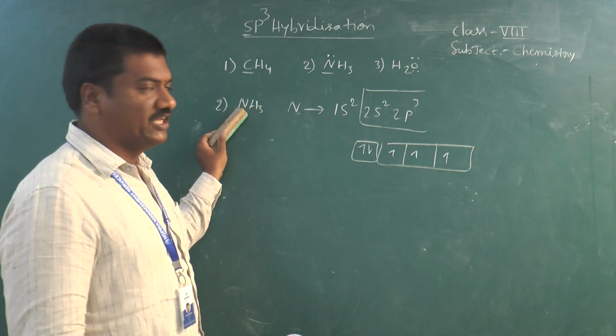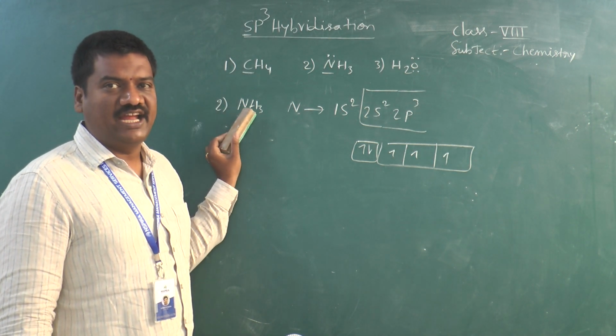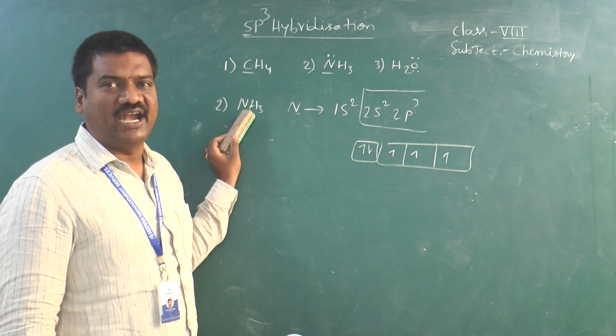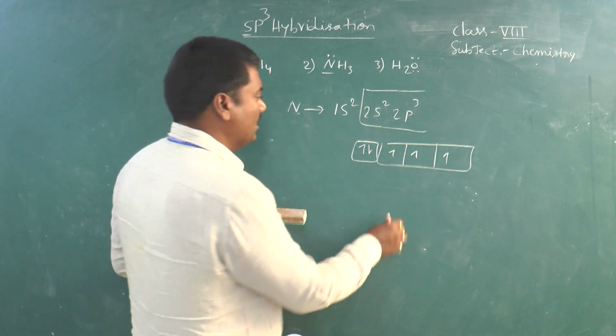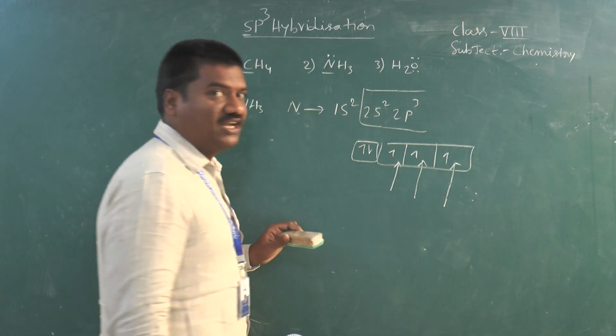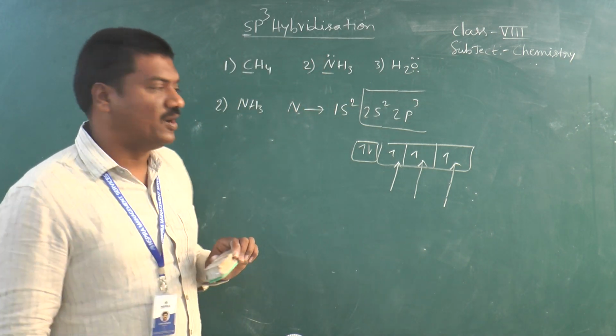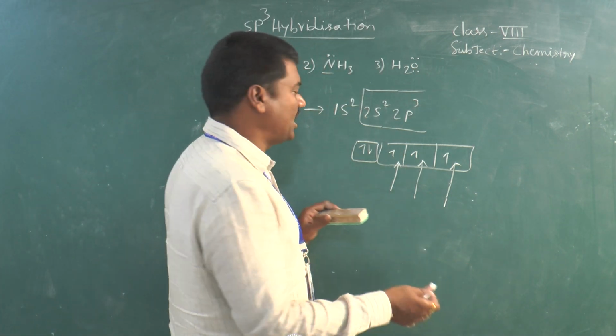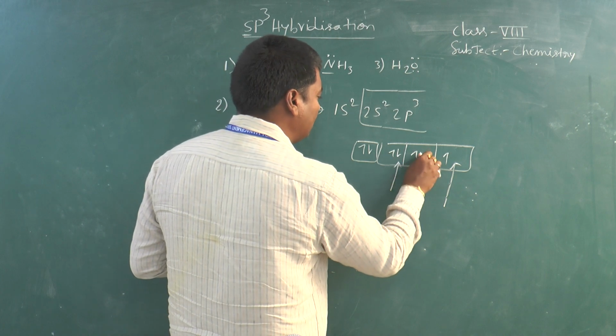Now the nitrogen atom is forming the NH3 molecule. With 3 hydrogens, 3 unpaired electrons will be required. Each hydrogen atom will give 1 electron for bond formation. So there is no need to go for the excited state electronic configuration. Then here 1, 2, 3.